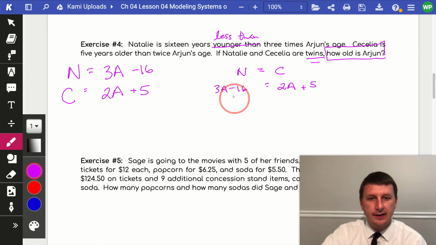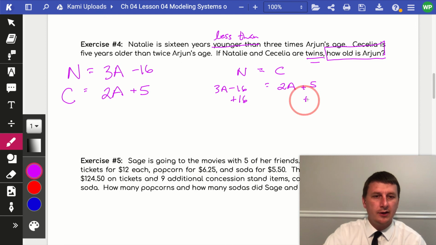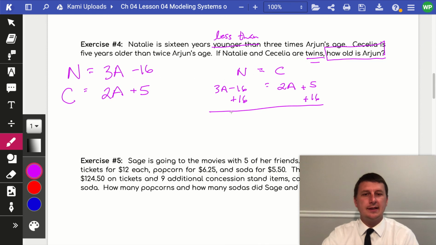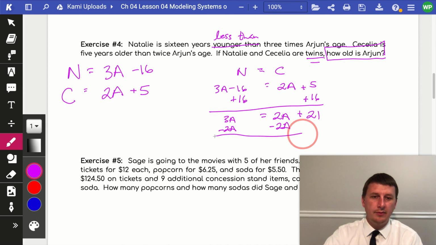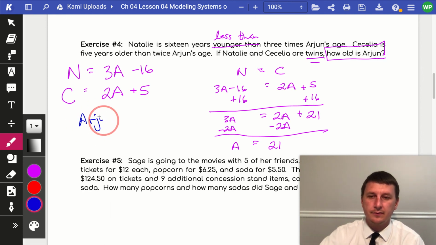So let's get our constants to one side of our equation and our variables to the other. I'll start off by adding 16 to both sides. I'll be left with 3a equals 2a plus 21. And I'll subtract 2a from both sides. And I will be left with a, or 1a, is equal to 21. So from this problem, we know that Arjun is 21 years old.